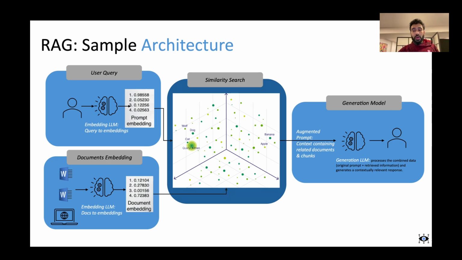The generation model then processes the combined data, which is the original prompt and the retrieved information, and then generates a response which is contextually very relevant to the user. There are multiple ways you can enhance this entire architecture, but that's a topic for another video.